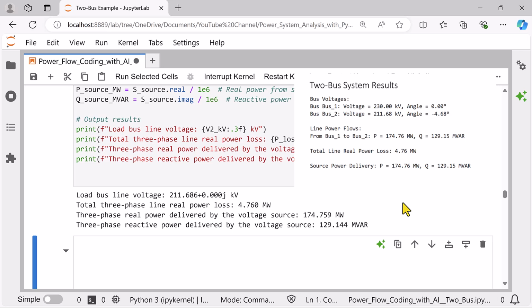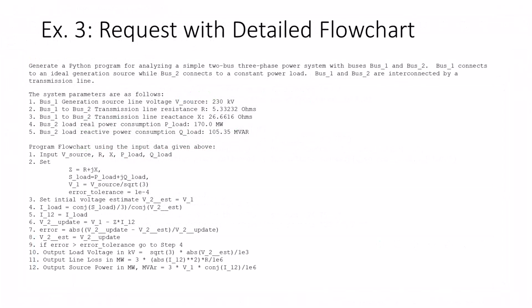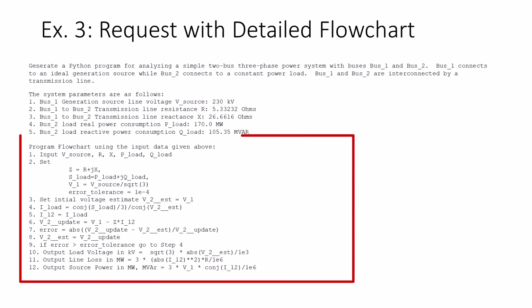Our second approach resulted in much less debugging. So by putting more effort into program requirements, we can generally save time in the debugging process. In the third and final example, let's explicitly tell ChatGPT how we want the algorithm to work. We will input the program flowchart discussed at the beginning of this video. So all ChatGPT needs to do is map the numbered flowchart steps into the Python programming language.